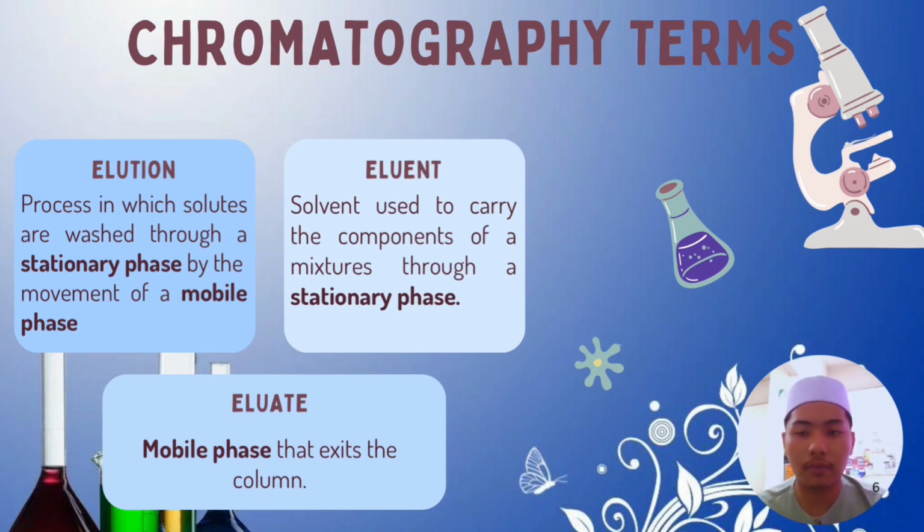There are three terms in chromatography. The first is elution, the second is eluent, and the third is eluate. Elution is the process in which solutes are washed through a stationary phase by the movement of a mobile phase. The eluent is the solvent used to carry the components of a mixture through a stationary phase. The last, eluate, is the mobile phase that exits the column.